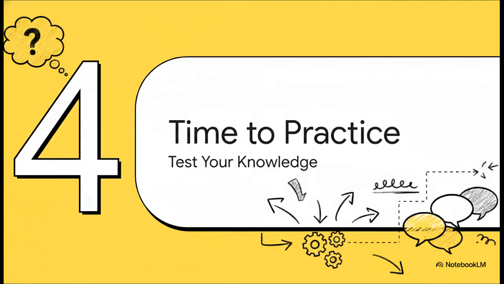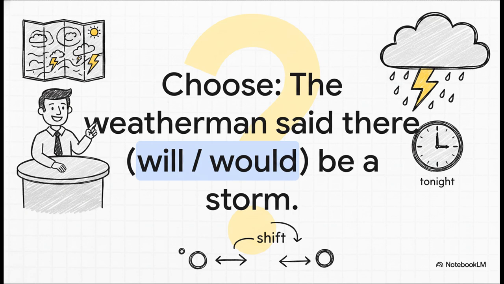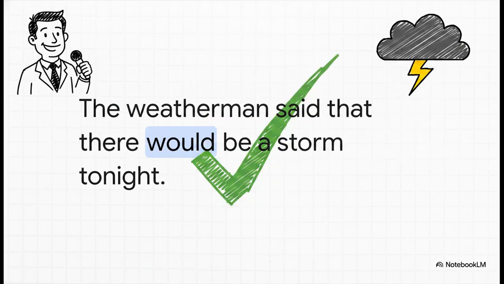All right, theory is great, but practice is really what makes it stick. Let's try a few examples to see what you've got. You ready? First up, the weatherman said that there will, or would, be a storm tonight. What do you think? Remember what we said about modals? And the answer is would. The weatherman's original prediction was there will be a storm. So when we report it, will backshifts to would.